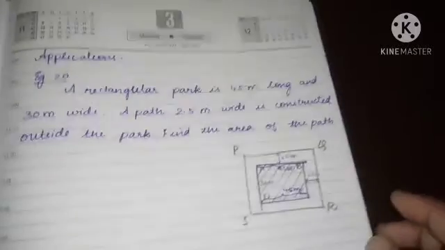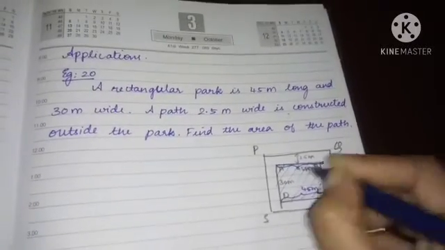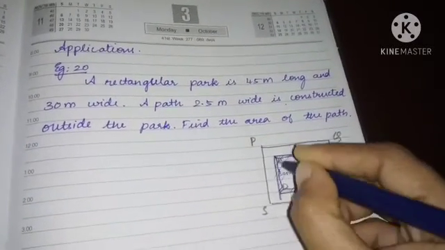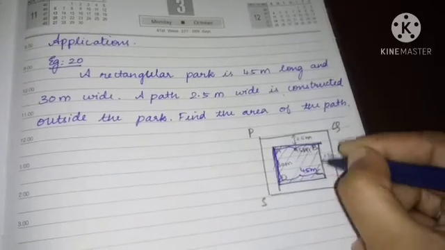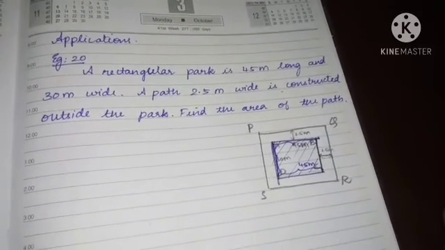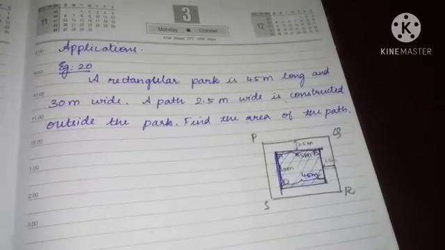Next, 30 meter wide. Wide means what? Breadth here. So this is 30 meter, which means this is also 30 meter. You know the length and breadth of the rectangular park.